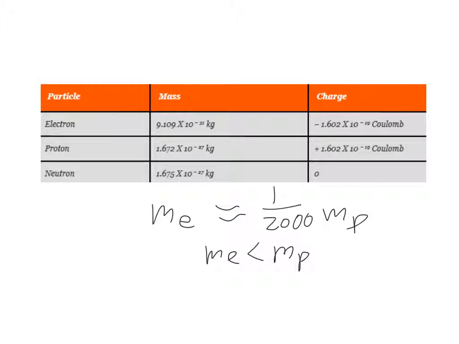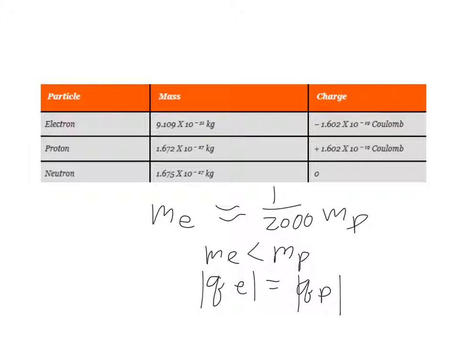However, the charge of an electron compared to the charge of a proton, and we use the symbol lowercase q to represent charge in physics, those, as far as their magnitudes or absolute values are concerned, are equal to one another. So in electrostatics, an electron will have just as much charge as a proton does, even though the electron has much less mass than the proton.